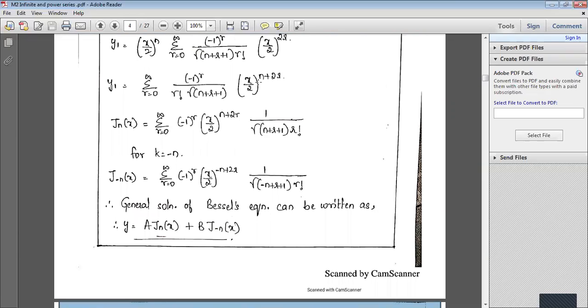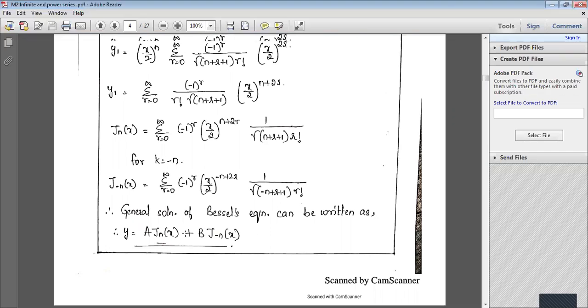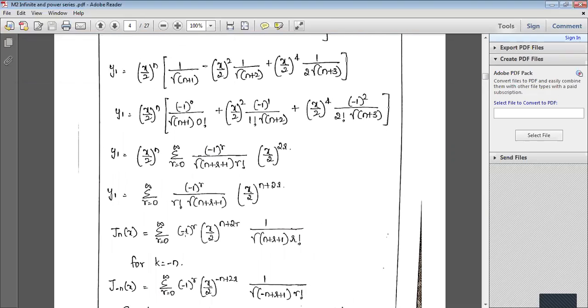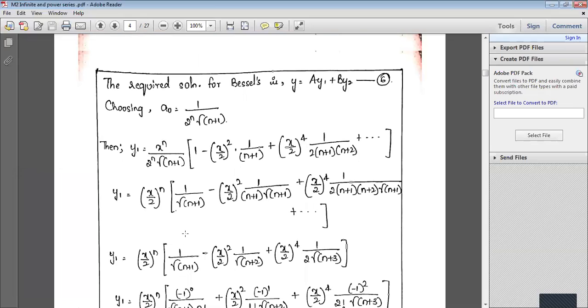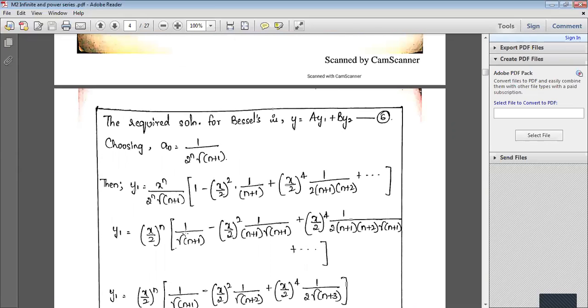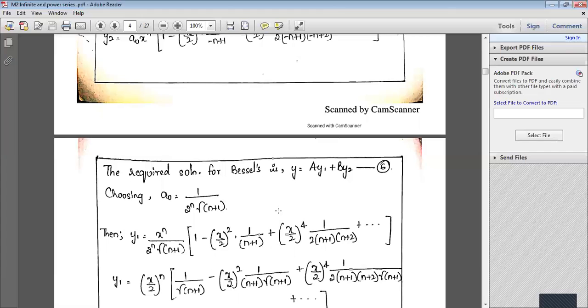Prove that y is equal to a into J n of x plus b into J of minus n of x. Find the series solutions of Bessel's equation. They will ask, you have to prove this topic. So this is regarding power series. In another class, we have already explained the power series, how to find the convergence and divergence of the given infinite series.